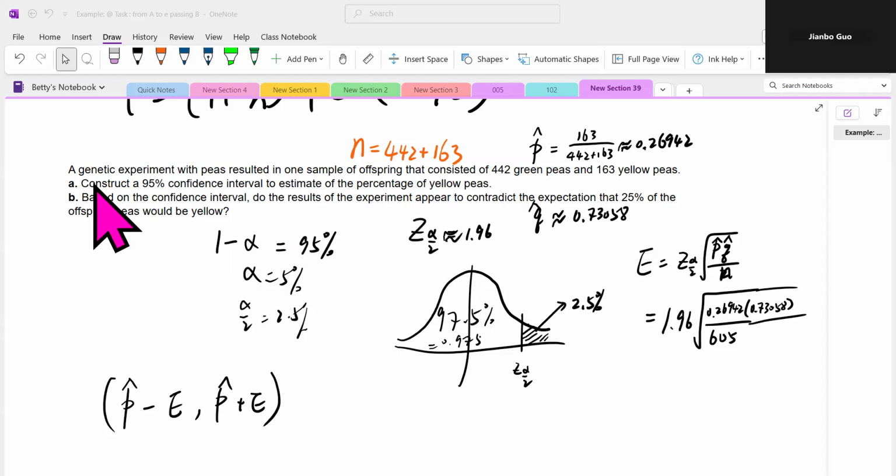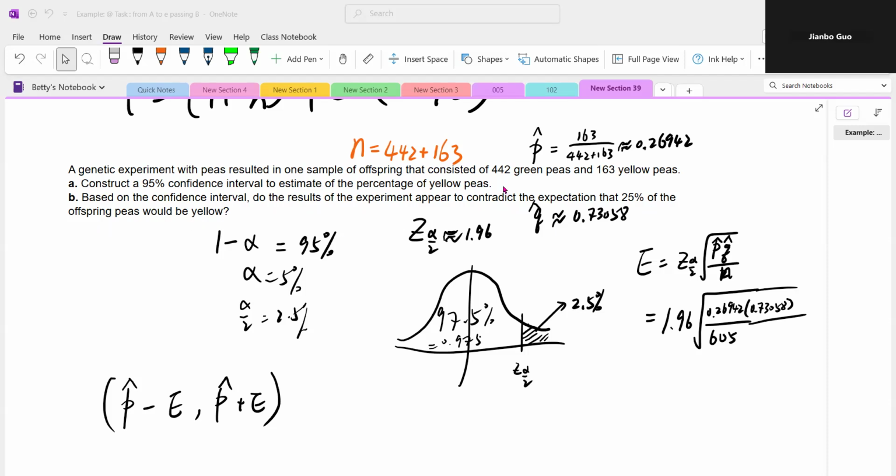Let's look at this problem. A genetic experiment with peas resulted in one sample of offspring that consisted of 442 green peas and 163 yellow peas. We have two parts to complete. Part A, construct a 95% confidence interval to estimate the percentage of yellow peas. Part B, based on the confidence interval, do the results of the experiment appear to contradict the expectation that 25% of the offspring peas would be yellow?